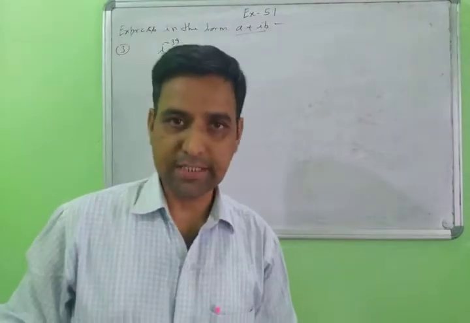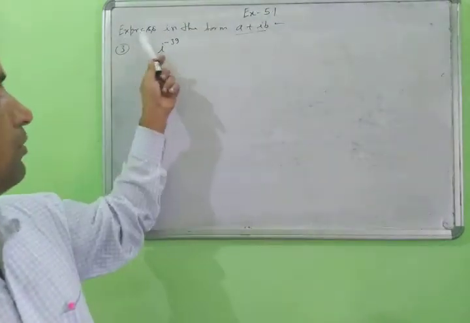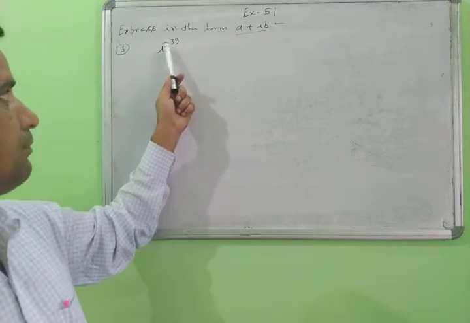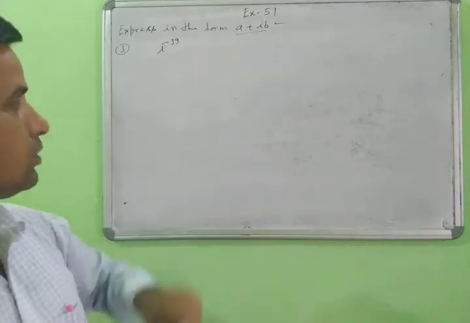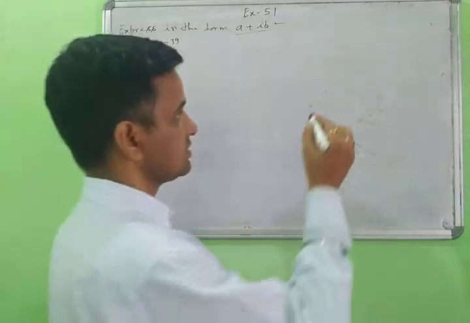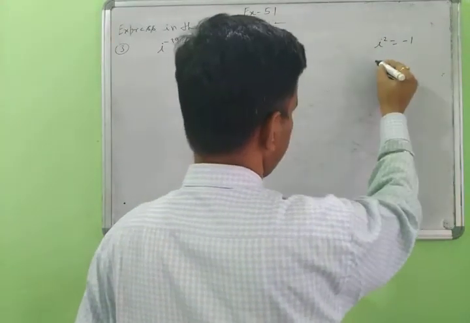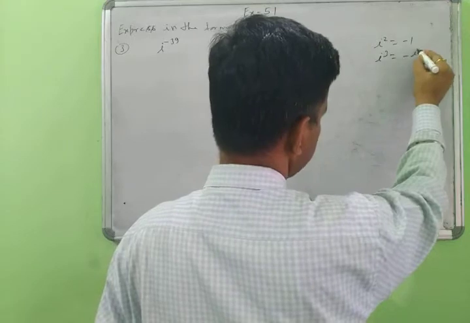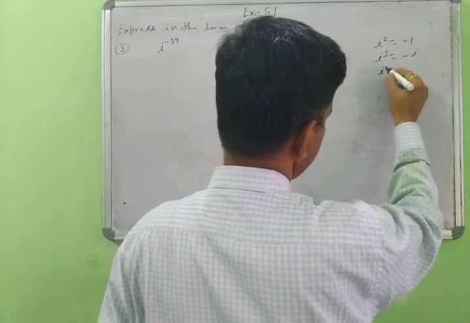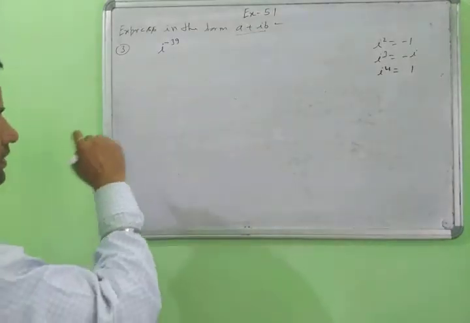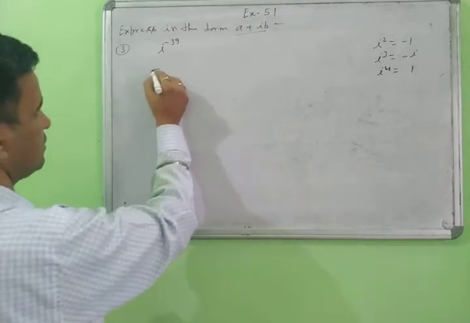Yes students, the next question is of a different type. The form is the same, but here iota has a negative power: i^-39. So how do we solve this? First, what is the value of iota square? It is -1. And iota cube is minus iota. Iota to the power 4 is +1. Keep this identity in mind.